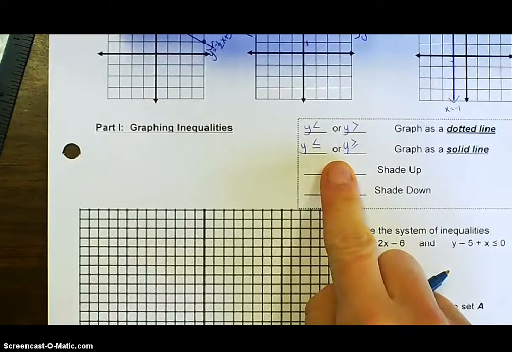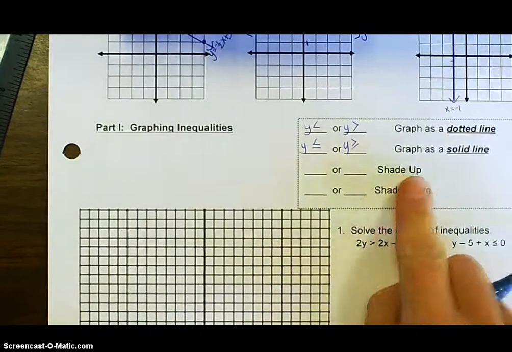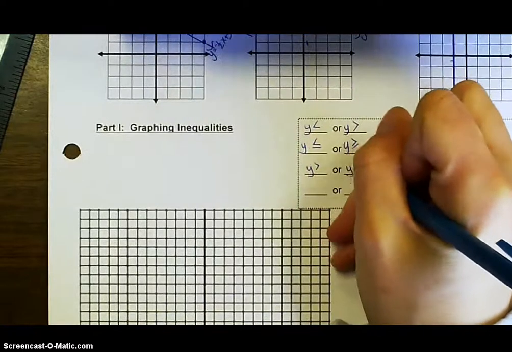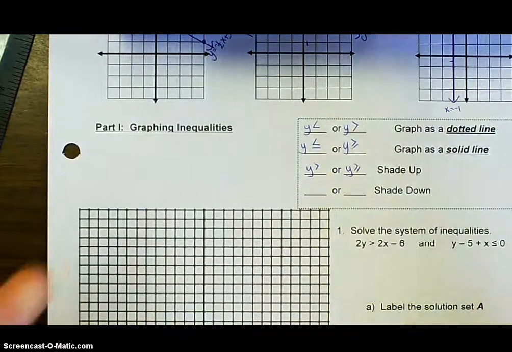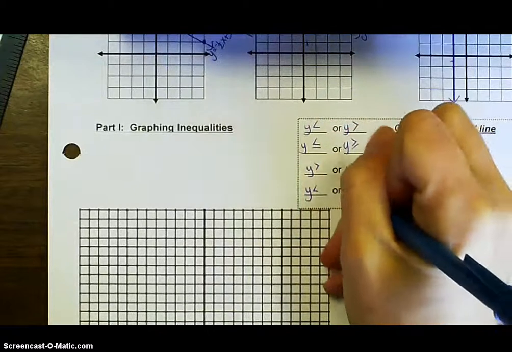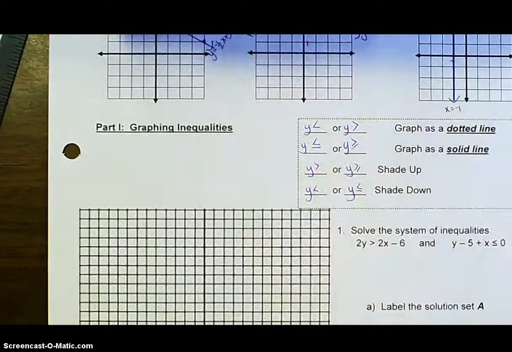The line counts. Next up, if you're going to shade up, that means your y is greater than or your y is greater than or equal to. So shade up means greater than. To shade down, your y is less than or your y is less than or equal to.